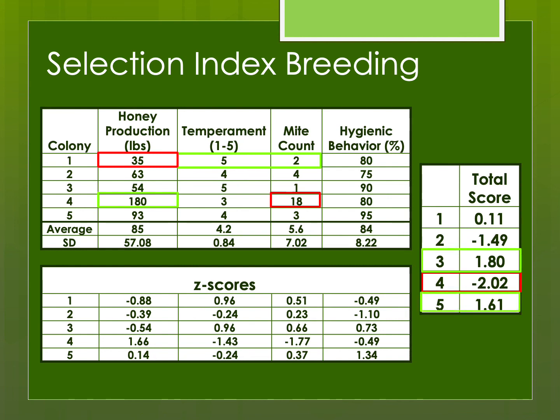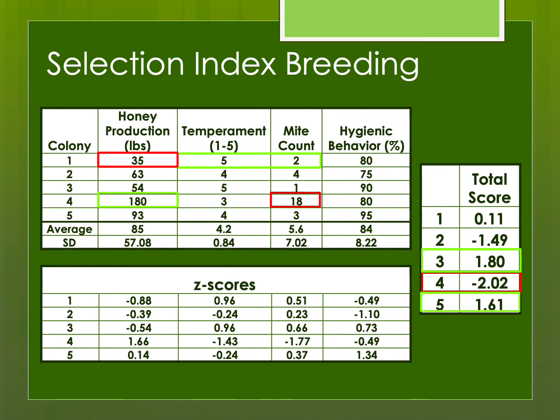The highest scoring colonies were number 3 and number 5. That might be a surprise to you. They weren't the rock stars when it came to honey production. They did good honey production, but again, you're not just selecting only for honey. You're looking at temperament. They both had good temperament. They both had low mite counts, and they had pretty darn good hygienic behavior. So those are the colonies that in this breeding program, they had the best scores.